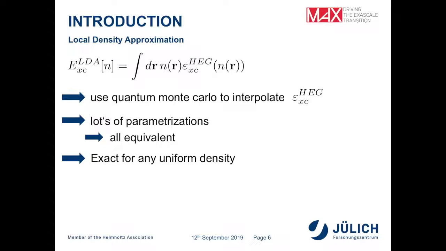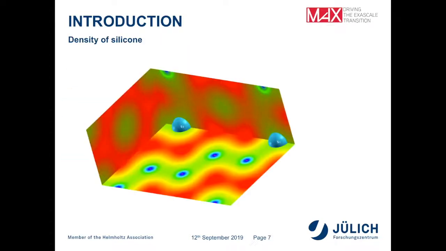This is the correct ground state density. But here I calculated silicon, and as you can see, it's not uniform. It's actually very well, almost chaotic. And the question is, does the LDA help us with this at all?